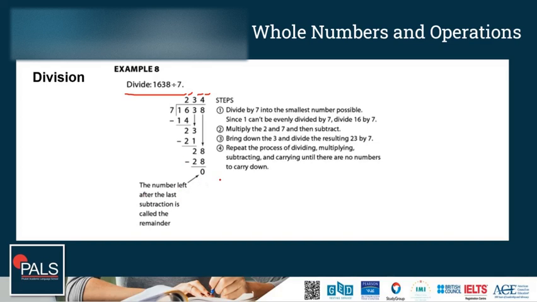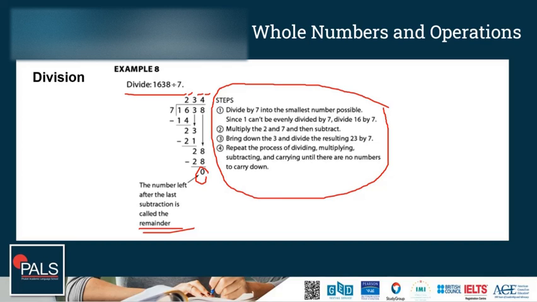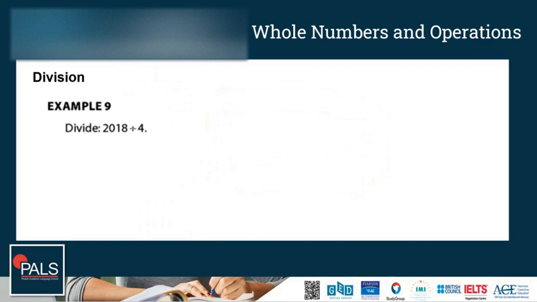Now the number left here after the last subtraction is called the remainder. Okay, there are divisions that have a remainder other than 0. It's not always 0. Again, to remind you, you can look at the steps again. We have 4 steps on the screen. Let's look at another example. This time we will try the example ourselves.